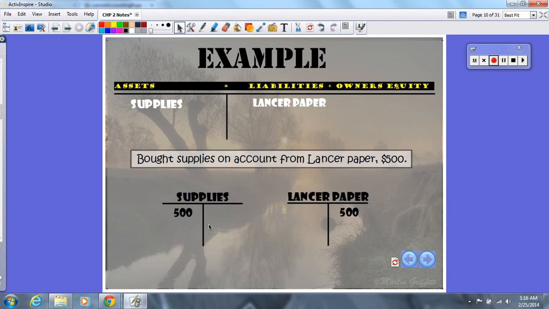Okay, supplies increased. It's on the left hand side of the accounting equation, which means the side that increases is the left hand side. Lancer Paper, right hand side of the accounting equation. It should be increasing also, which means that the right hand side of that increases as well. So once again, it all depends on what side of the accounting equation it is located. Okay, let's move on to the next one.